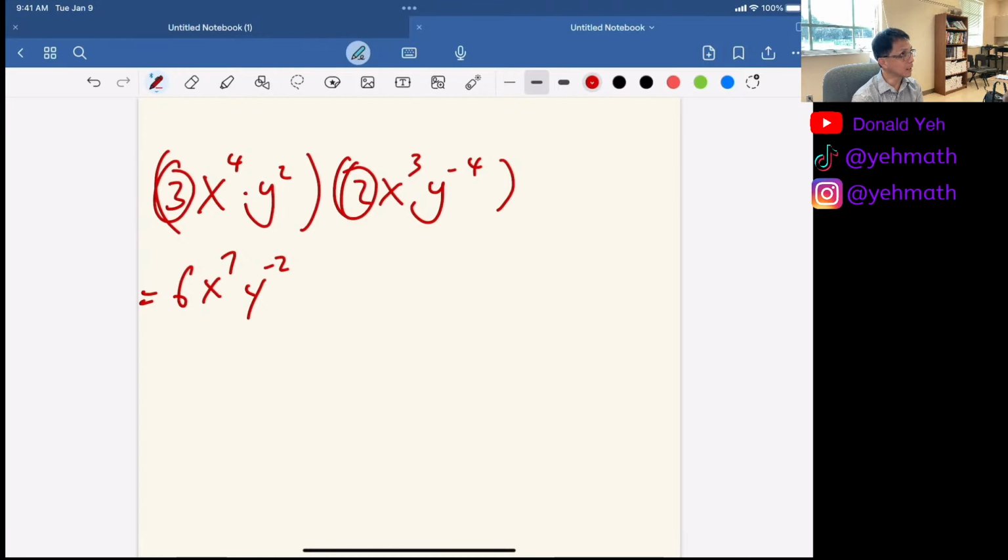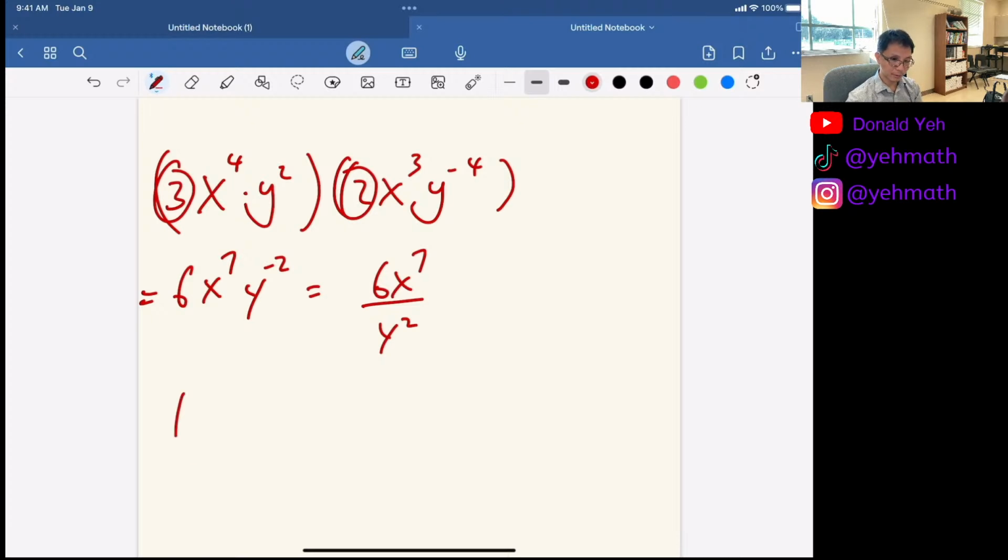Negative 2. Now, what do we say about negative exponents? Yep. 6x to the 7 over y squared. Does that make sense? Is that easy? Y squared times y to the negative 4, because of the first rule, 2 plus negative 4 is going to become negative 2. You add the exponents. Exactly.